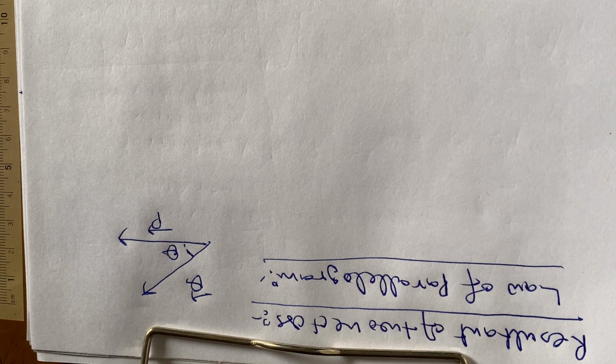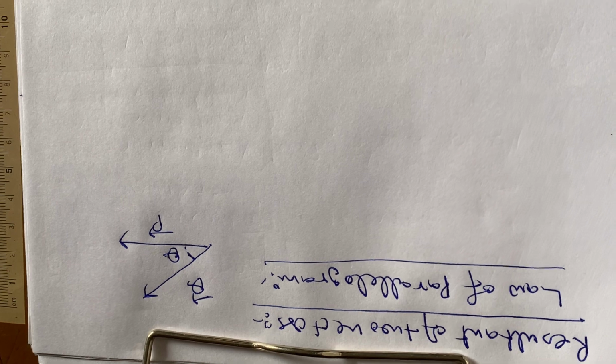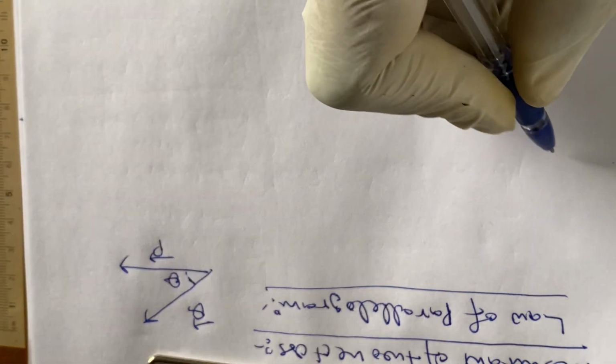For example, say there are two forces, F1 vector and F2 vector, acting at a point at angle theta, and we want to find the resultant force. So for that we use the law of parallelogram. Again, I redraw it.